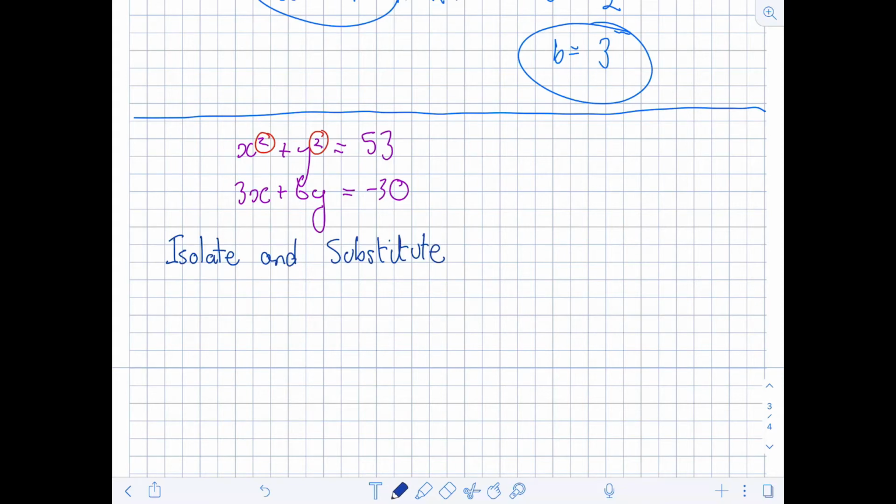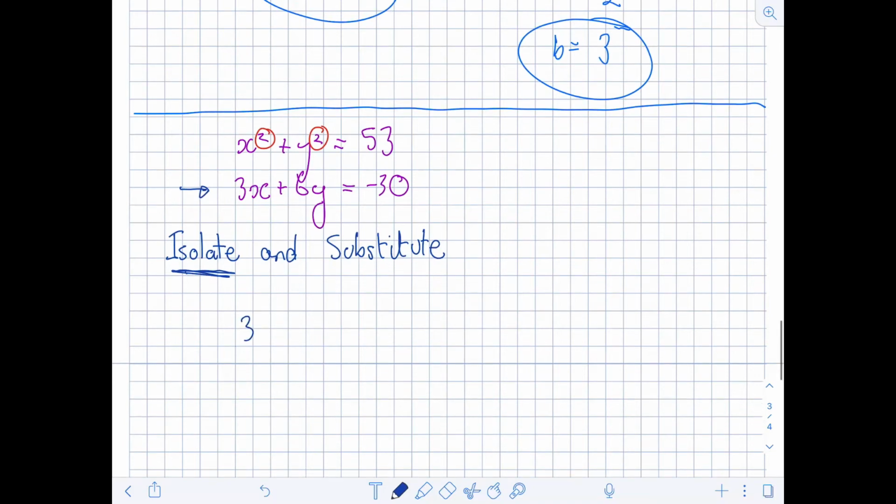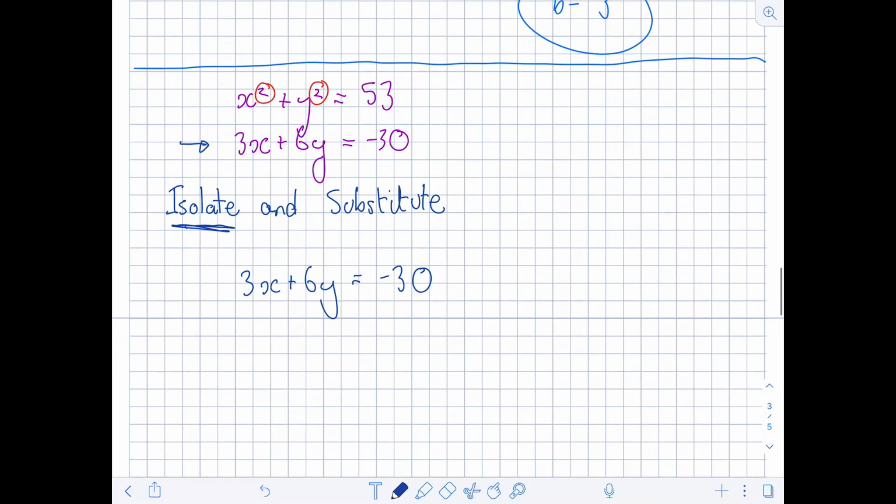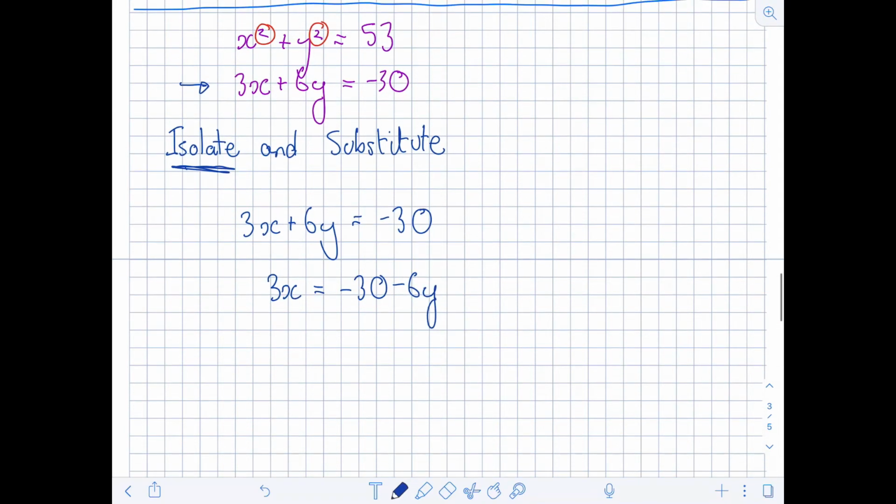So we are going to isolate one of the letters. That's our first job, to isolate. We take a look at this line here, and we write it down: 3x plus 6y is equal to minus 30. So we now have 3x by itself equal to minus 30 minus 6y. So we now have x is equal to minus 30 minus 6y all over 3.